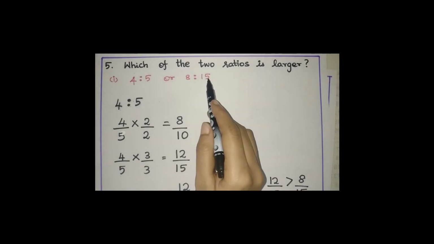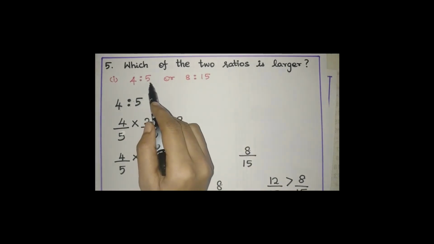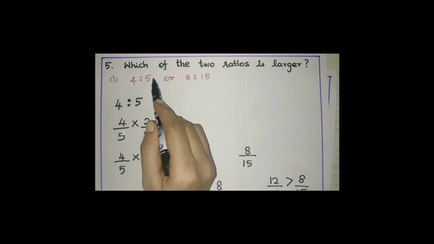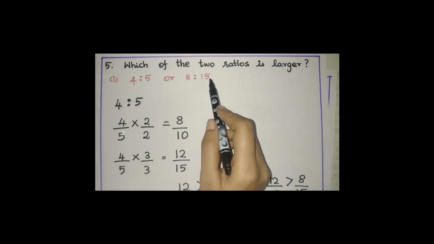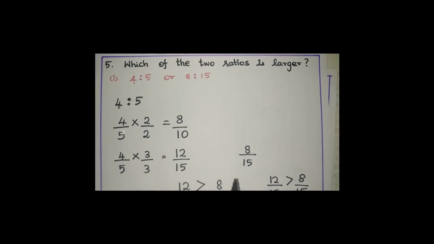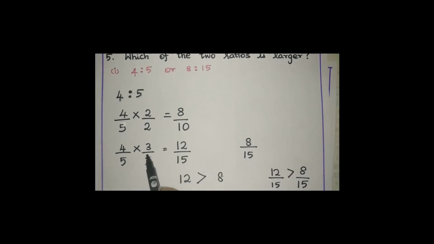So here 8 by 15. So I am making this 5 as 15. For that I am going to find equivalent ratios. So here 4 2s are 8 and 5 2s are 10. But this is smaller than this one. So again I am multiplying 4 by 5 into 3. So I will get 15.